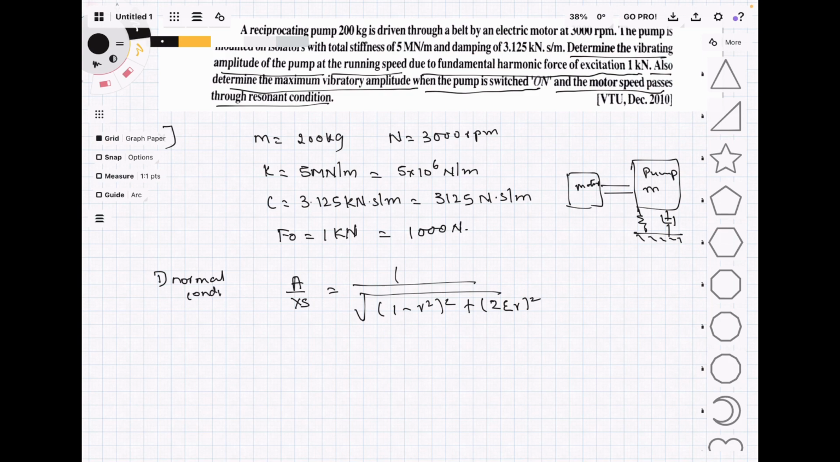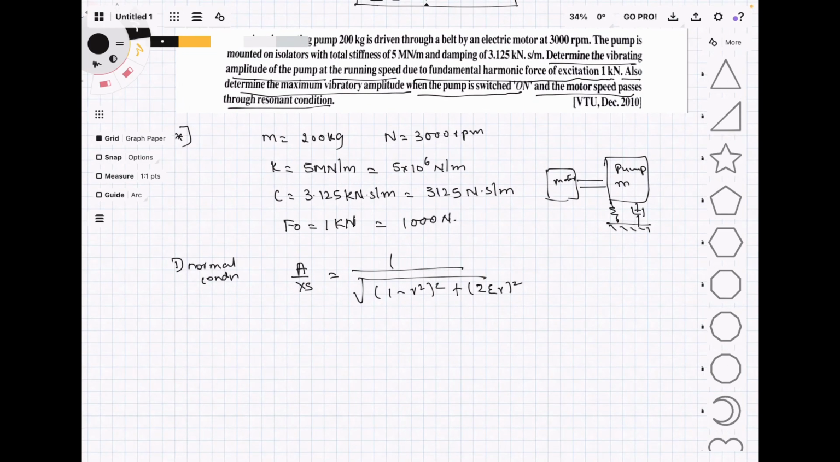Okay, what will be the amplitude, then we need to go for a resonant condition. So for finding out these values, we need the values of xs, r and zeta. First we'll go with r. R is nothing but omega upon omega n. Omega is calculated as 2 pi n by 60, which is 2 into pi into 3000 divided by 60.